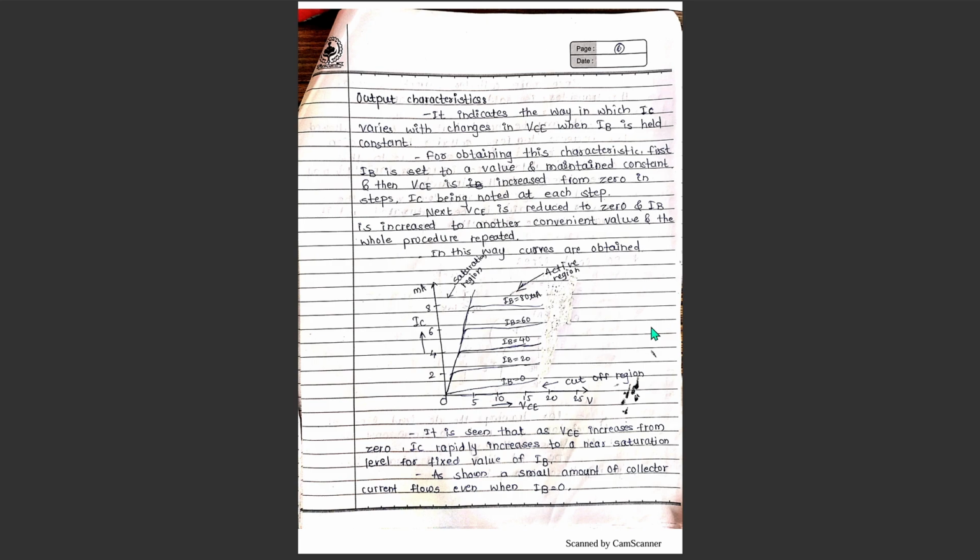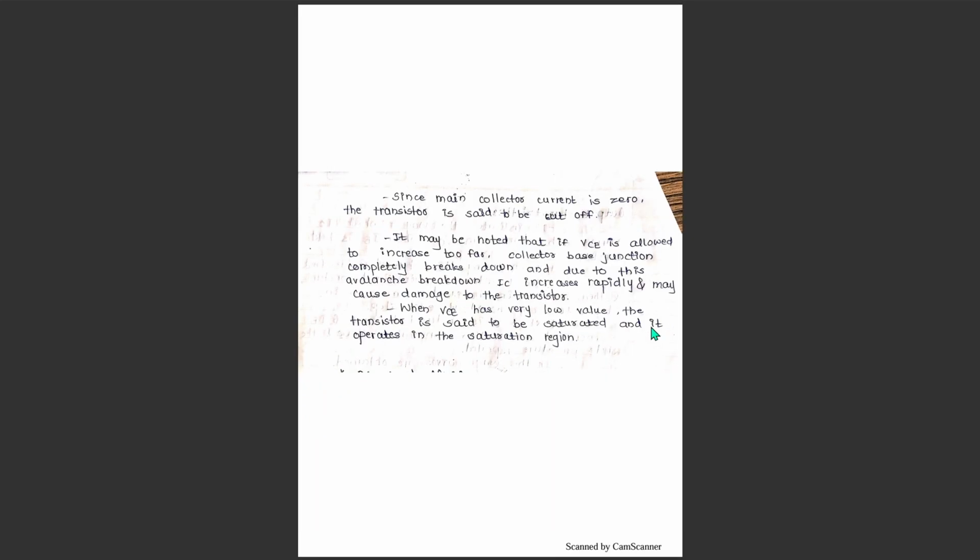You can see the graph of output characteristics. It is seen that as VCE increases from 0, IC rapidly increases to a near saturation level for a fixed value of IB. As shown, a small amount of collector current flows even when IB is equal to 0. Since the main collector current is 0, the transistor is said to be in cutoff.